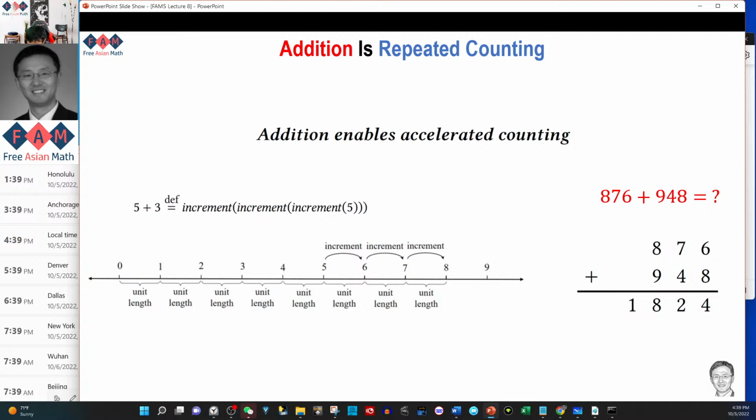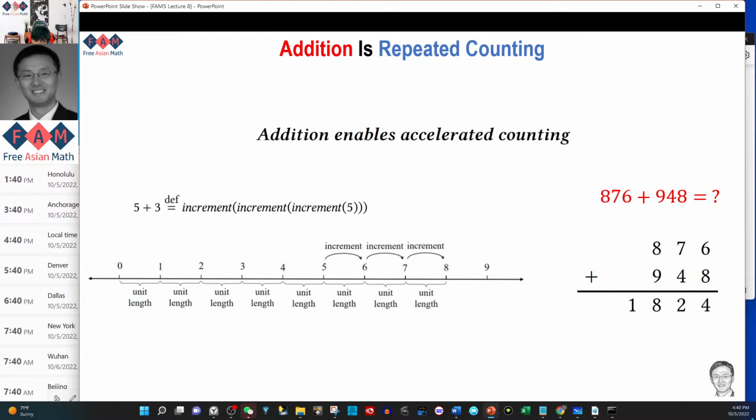This is because of the associative and commutative laws of addition, and because of the decimal system we are using. Okay, so given those two, we can use this relatively small set of facts. This set of 45 facts allows us to do any difficult big addition. In that sense, we say addition enables accelerated counting.